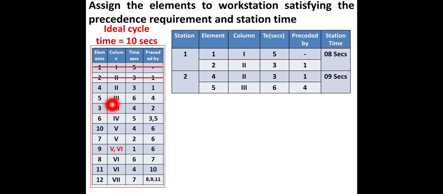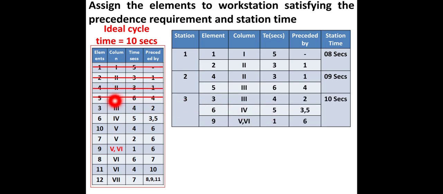So for 5 the time is 6 seconds, 3 plus 6 is 9, so it is satisfying, and the precedence constraint is 4, 4 is appearing here, so I can assign element number 5 also. So I have assigned it. So 3 plus 6 is 9, and you have only one element of 1 second. Here it is 6. 6 is not appearing here, so I can't assign that. So station number 2 also will have two elements with station time 9 seconds.